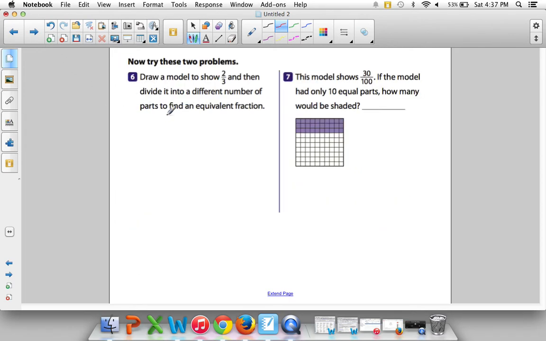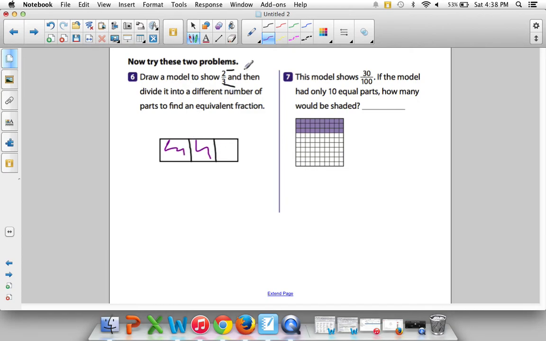Draw a model to show 2/3 and then divide it into a different number of parts to find an equivalent fraction. No problem. Let's draw the model first. If I were you, I'd start with the rectangle. Then I would split it into 3 pieces. Why 3 pieces? Because that's the number right there on the denominator. Then they want to see 2 of them, that's the numerator, shaded in.